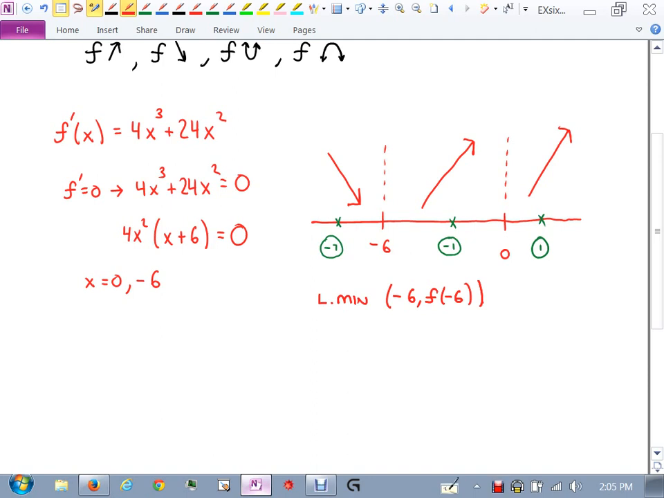What about at 0? Local max? No. So local max, I'm just going to say none, right? I don't have any. I'm not saying empty set. I'm just saying no, I don't have a local max.